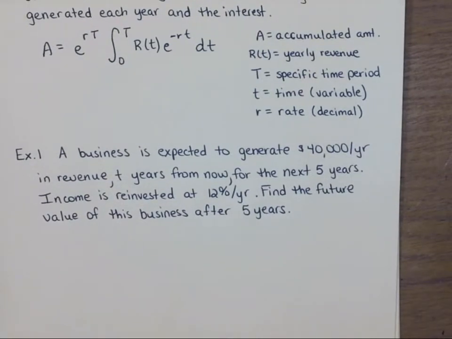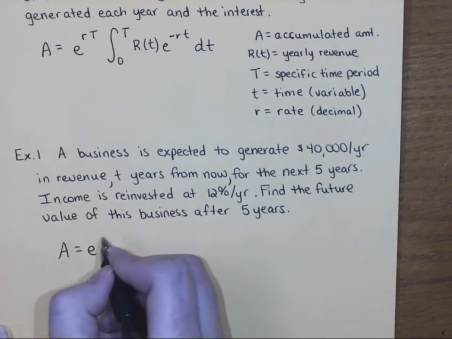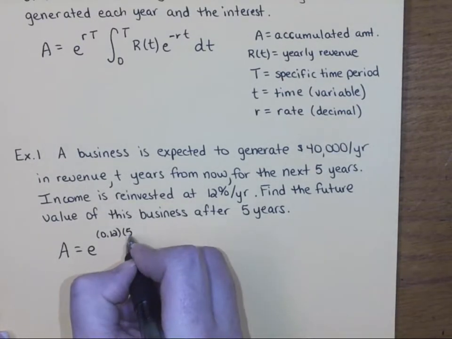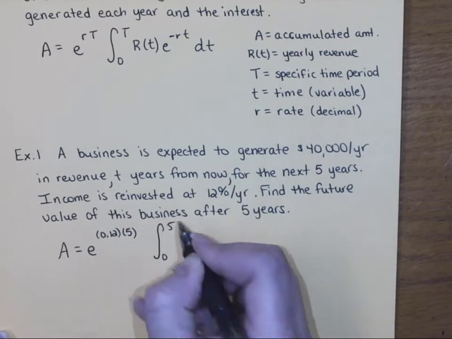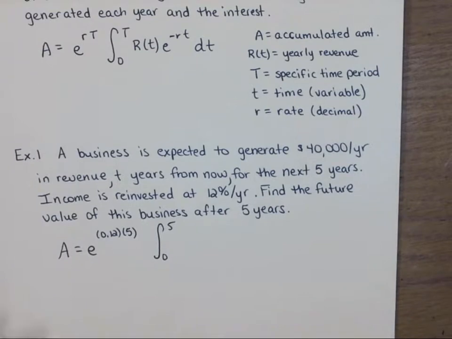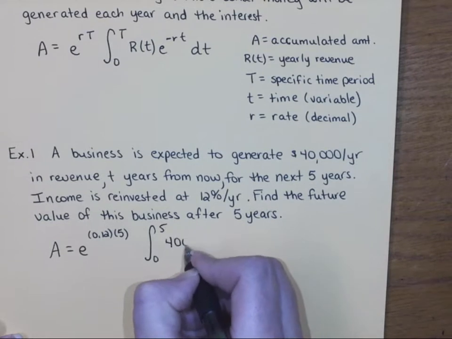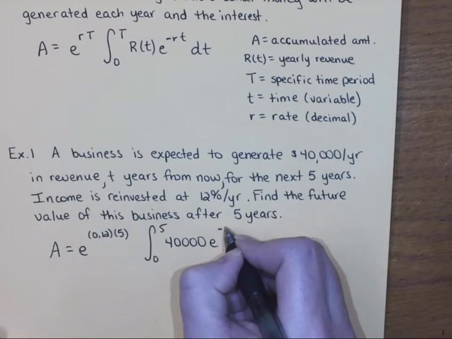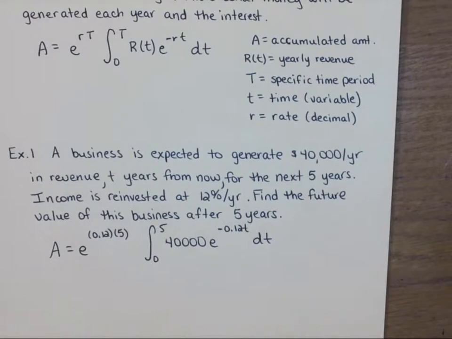The first thing is you just have to know how to set this up. So let's use the formula from above. A is going to be e to the rate, which is 0.12, times the time period, which is a 5-year window, so 5 is what we have here. And then it's the integral from 0 to the same time period for the top limit. Now we're going to plug in the investment. Notice it's 40 grand a year, so 40,000 goes here, and then e to the negative 0.12 t power, dt. All I did was plug in the numbers that I was given for that problem.